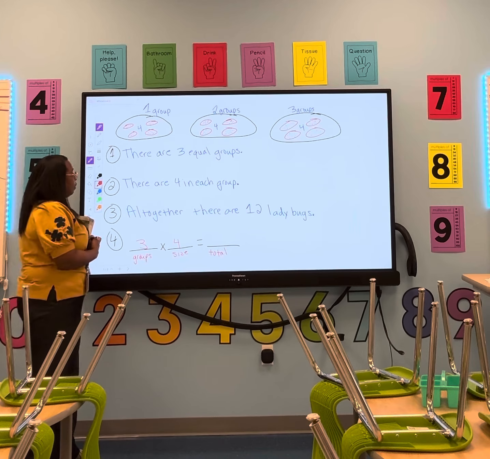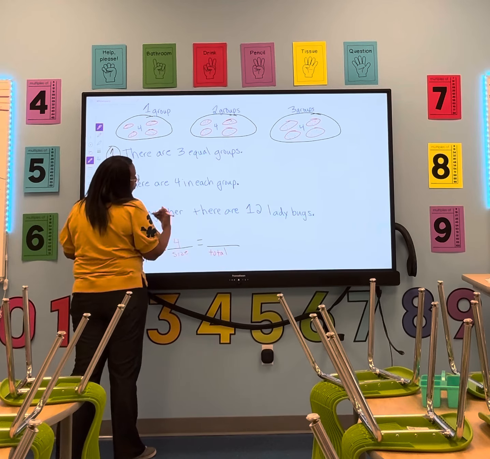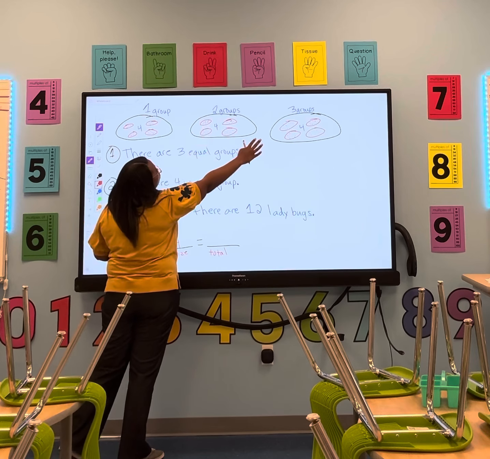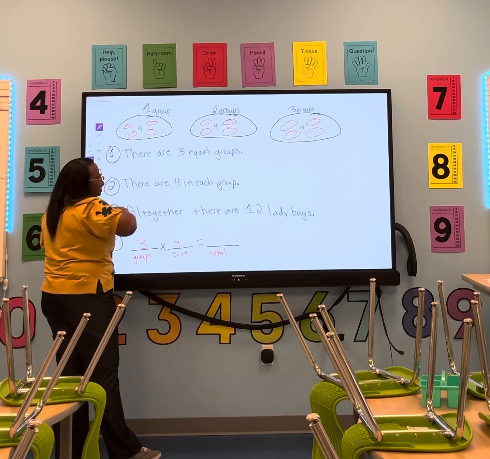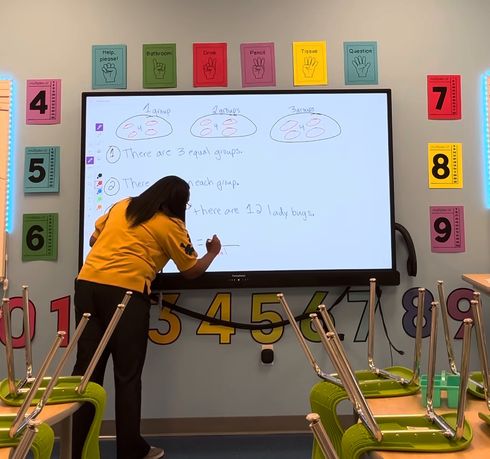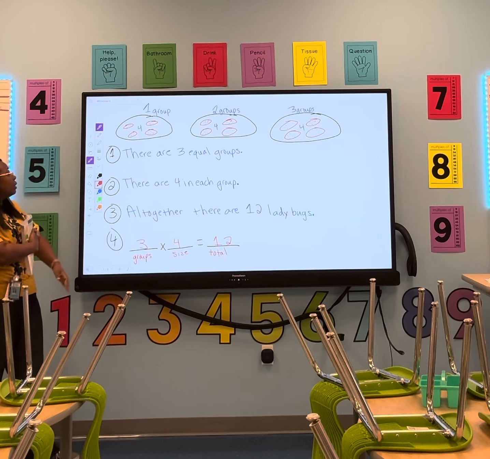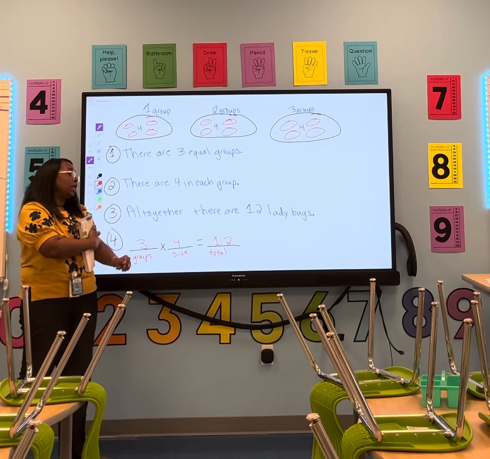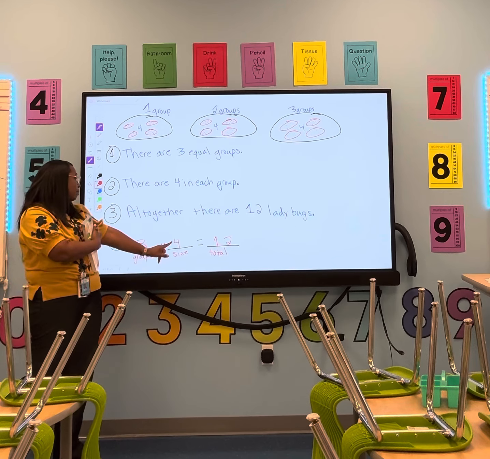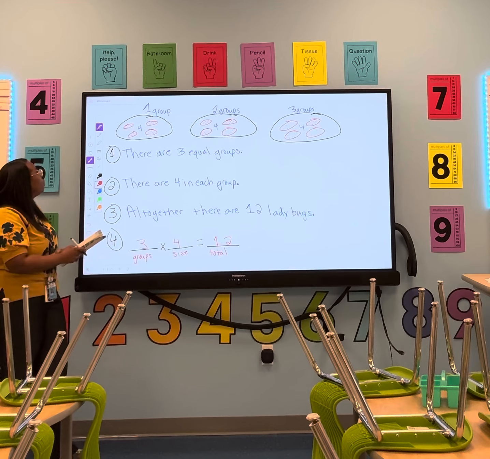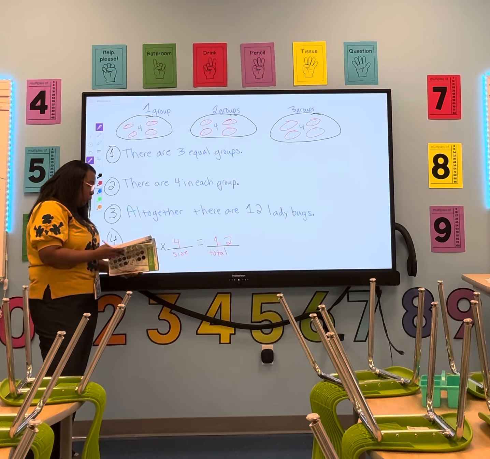Now, the last number is the total that we have in all. So when I counted everything I had in all, we had 12. So the total is 12. So the multiplication sentence that you're going to write that goes with this picture is 3 times 4 equals 12. That is how you would do numbers 1 through 4.